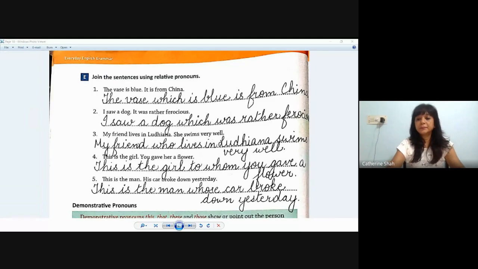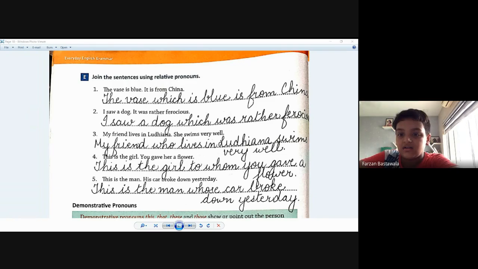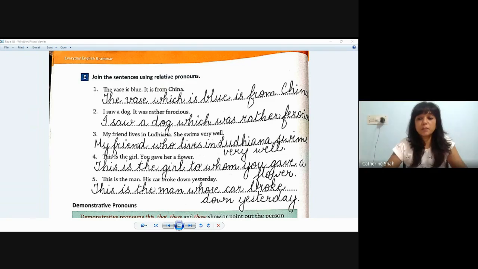Ma'am, we have to write this? No, you don't have to write this. We are doing exercise number E. E for elephant. Page number 18. The vase is blue. It is from China. So which is the relative pronoun that we are going to use here? The vase, because it is a thing, right? So we will write which, or we can write that. The vase which is blue is from China.